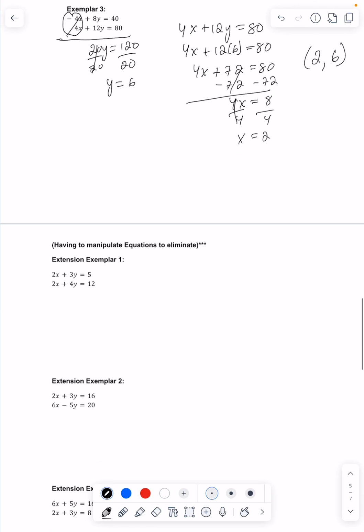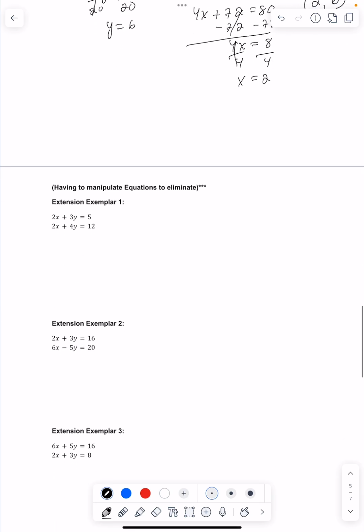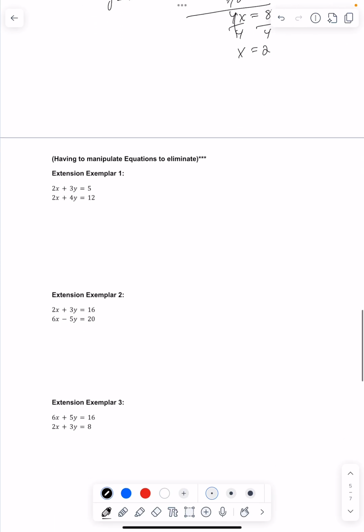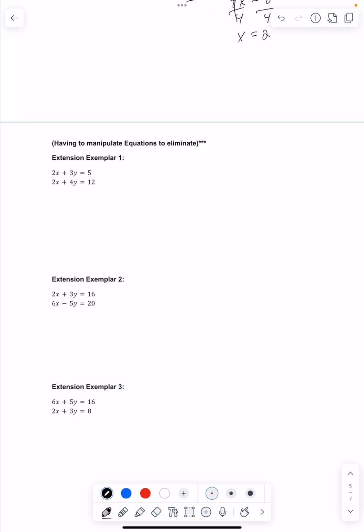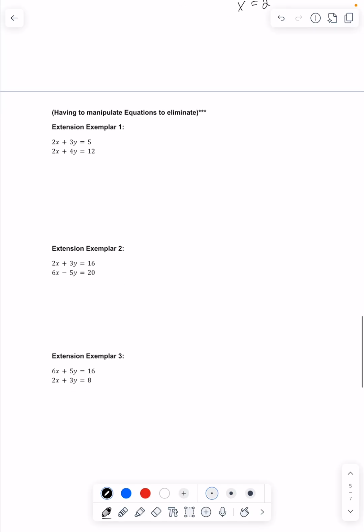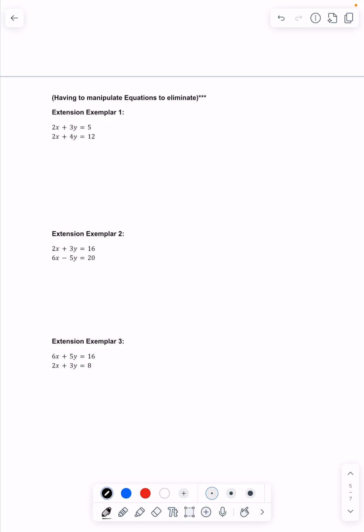However, there are going to be instances where you do not have opposites, right? You're going to have to actually manipulate one of the equations in order to eliminate it. So in this case, if we look at this one, we do not have opposites. We have 2x and 2x, which are the same, so they're not opposites. And then we have positive 3y and positive 4y. Those are not opposites. So in this case, we cannot eliminate any of them as they are right now.